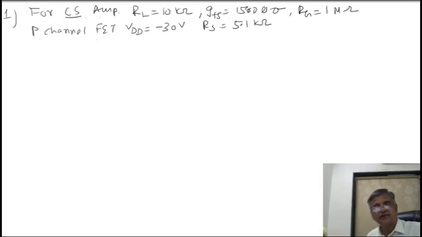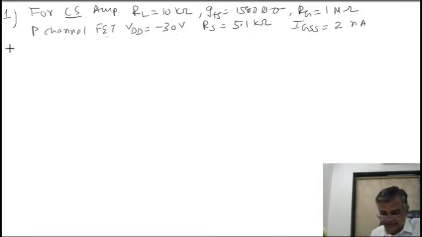GFS is 1500 micromho. RG is 1 mega ohm. VDD is minus 30 volt. RS is 5.1 kilo ohm, and IGSS they have given as 2 nanoampere.